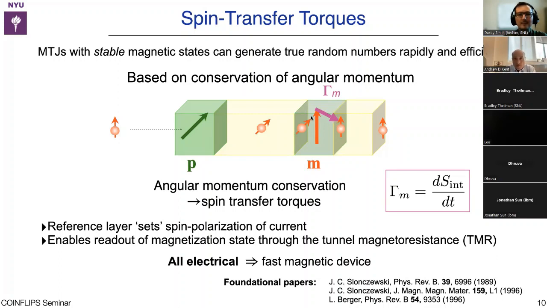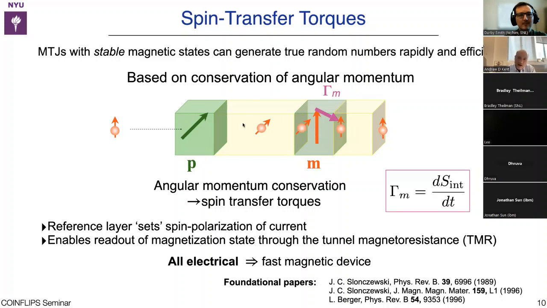So there's a torque because when you pass a current, you flow spin angular momentum, and that angular momentum can act on a second layer. And the basic idea of our concept is we would just put enough angular momentum to cant the magnetic moment to the equator and then let it go. And that's going to be the way we generate our random bit. That's an analogy that's not perfect, but gives you an idea.